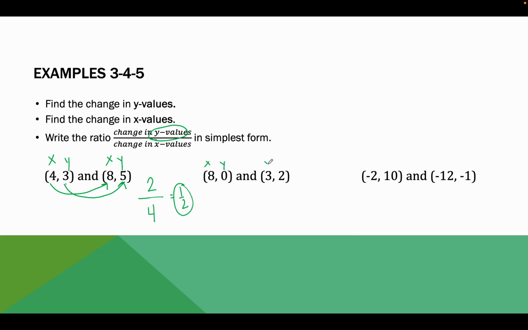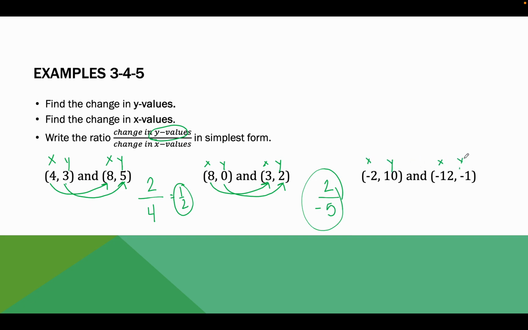For the second example, my y values go from 0 up to +2, so that's a change of 2. My x values are going to go from 8 down to -3, so that's a drop of 5. That cannot be simplified, so I leave my answer as 2/-5.